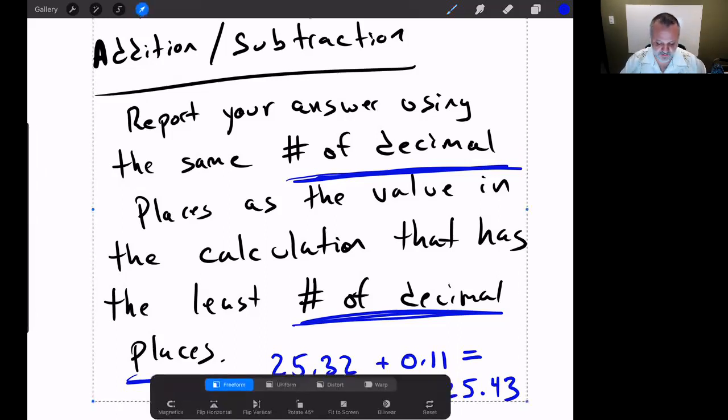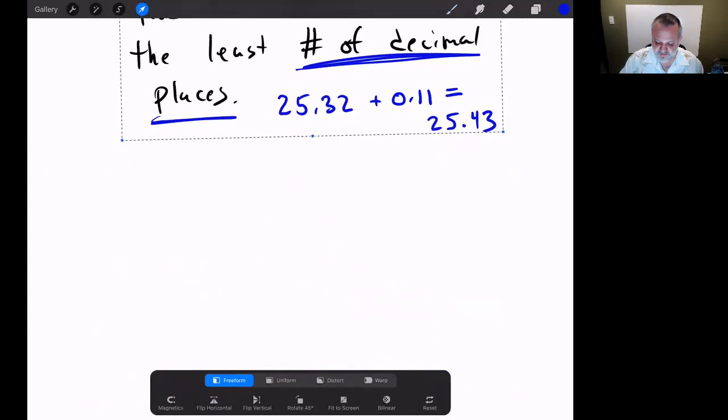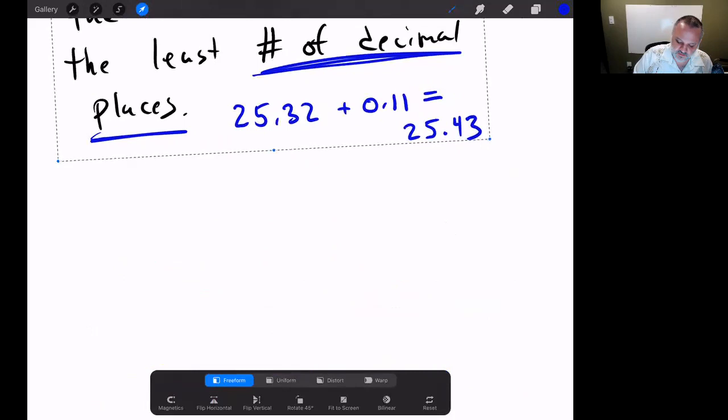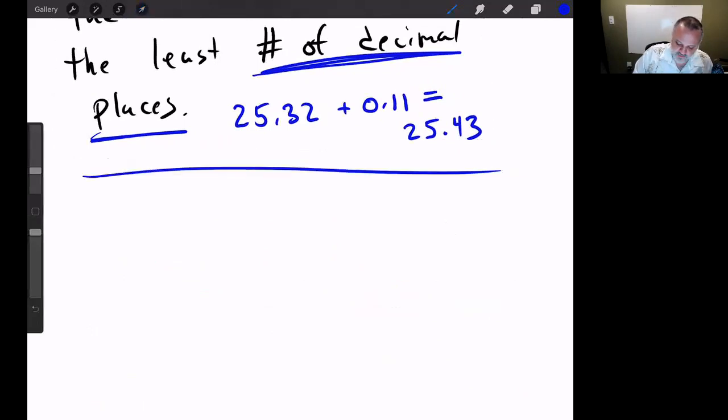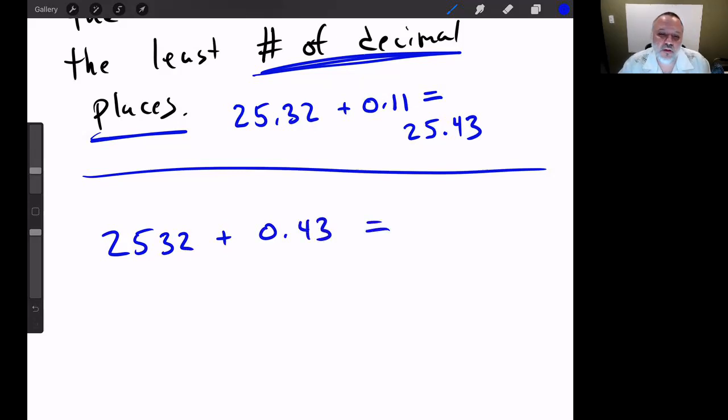And so let me show you what I mean by that. What if I did this? What if I had this value? If I said, we want to do a calculation and I want to make sure to report it to the correct number of significant figures. So instead of 25.32, it's 2,532 plus 0.43. Okay. If I put this into my calculator, it spits out 2532.43.